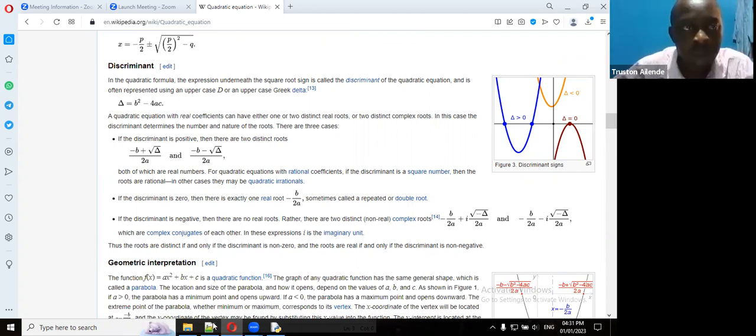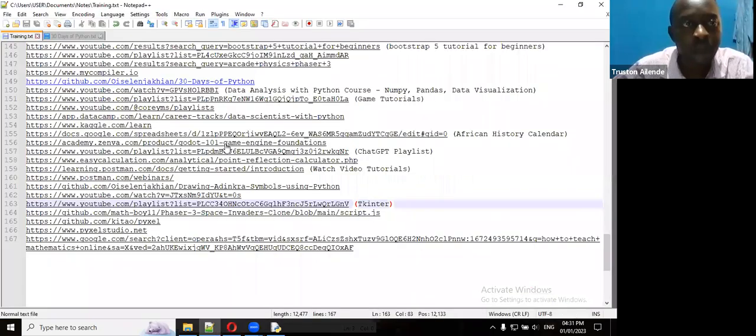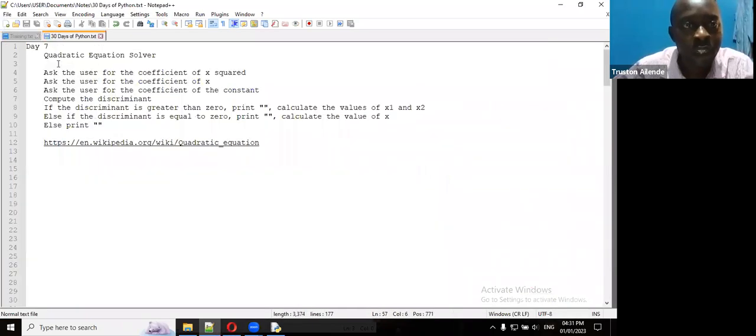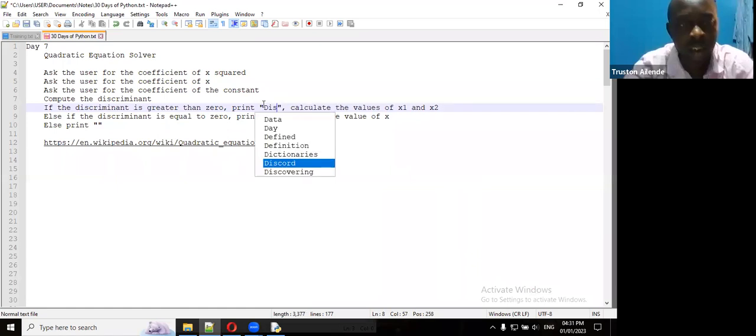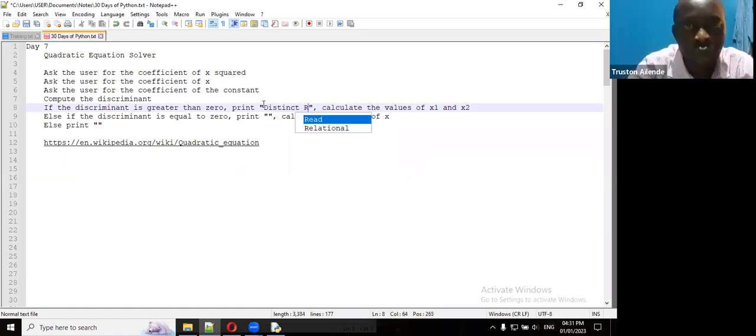So let's look at the algorithm. The first step of the algorithm for the quadratic equation solver is to ask the user for the coefficient of x squared. The next step is to ask the user for the coefficient of x. The next step is to ask the user for the coefficient of the constant. The next step is to compute the discriminant. Now, if the discriminant is greater than 0, you print distinct roots and calculate the value of x1 and x2.